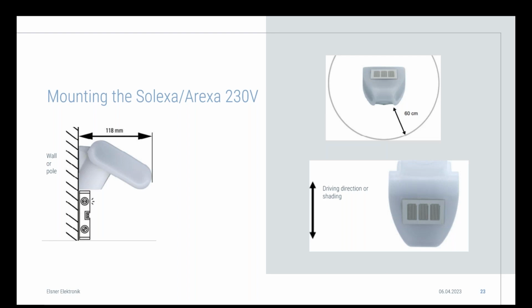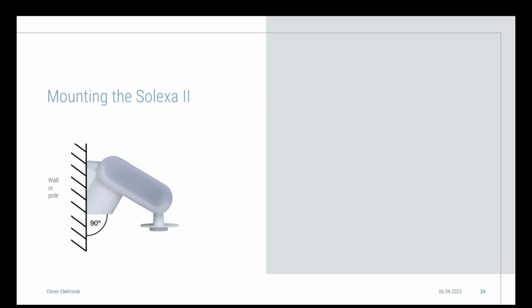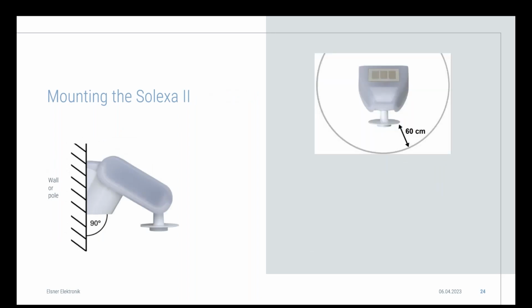Once again, the driving direction or the shading direction is very important when installing the weather station of the Solexa or the Arexa with 230 volts. This is the wall or pole mounting. Again, the 60 centimeters of free space.